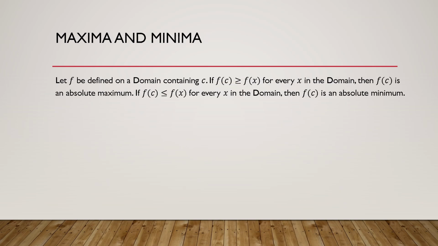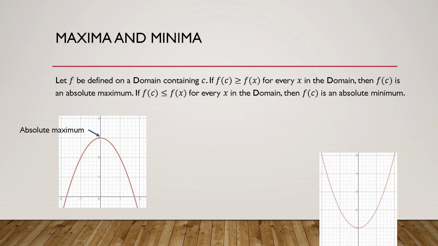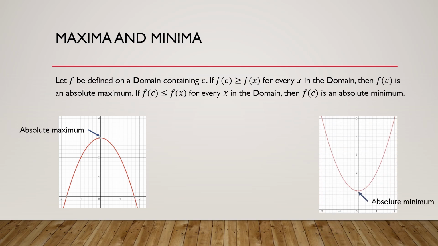Let f be defined on a domain containing c. If f of c is greater than or equal to f of x for every x in the domain, then f of c is an absolute maximum. If f of c is less than or equal to f of x for every x in the domain, then f of c is an absolute minimum.